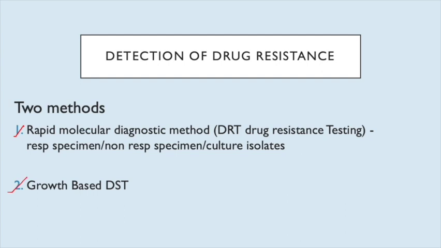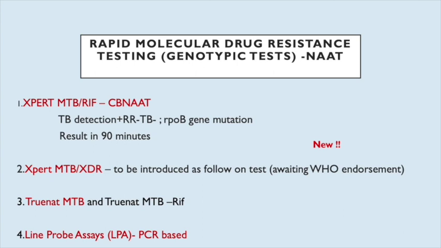If it's a rapid test, a DRT, drug resistance test, you can use respiratory specimens here. You can use non-respiratory specimens like biopsies in saline. You can use culture isolates. You can use FNACs and centrifuge them, and all can give you a rapid diagnosis. The second is the growth-based test, which requires cultures. The rapid tests we also call genotypic tests. NAAT is the most frequently available test in addition to LPA.